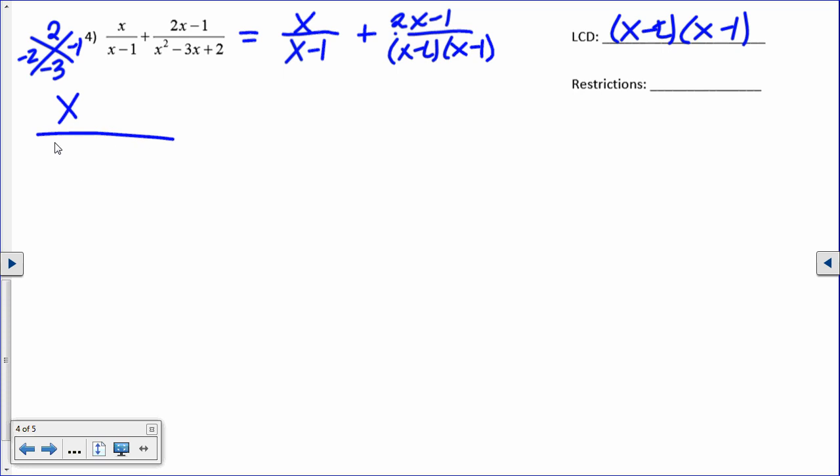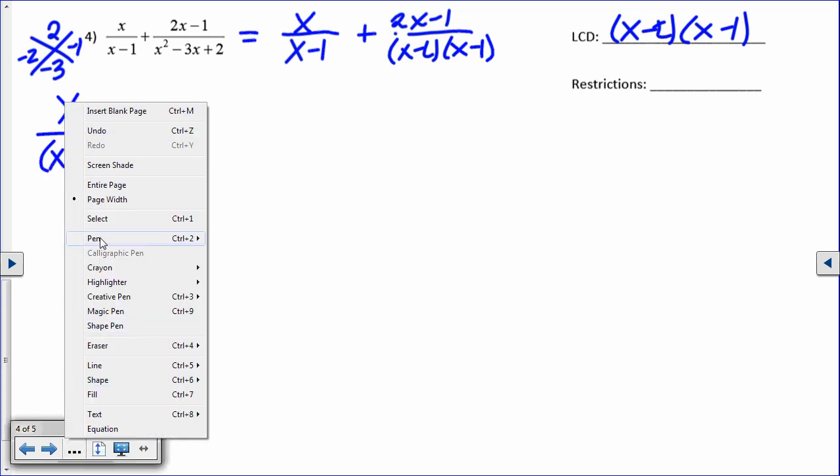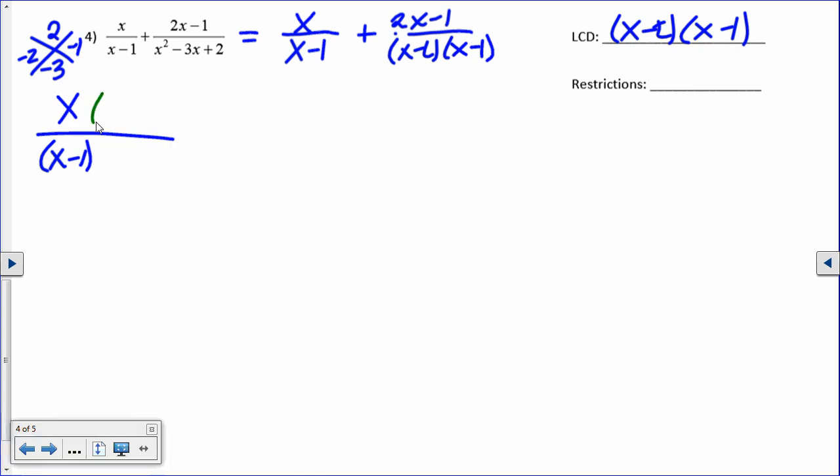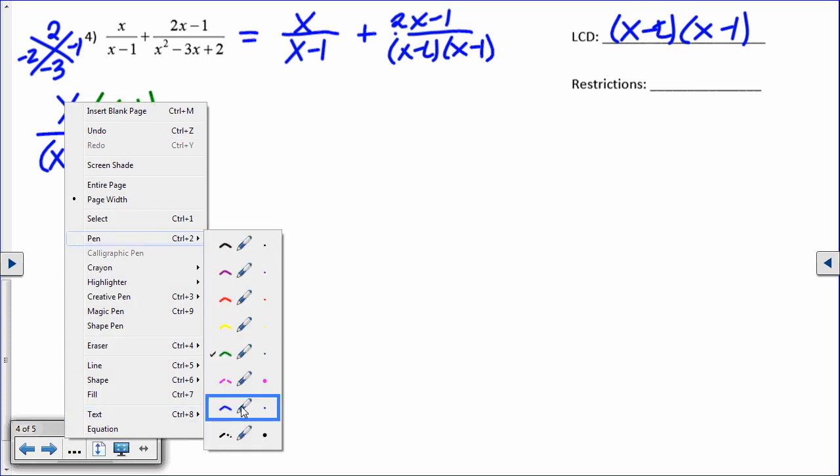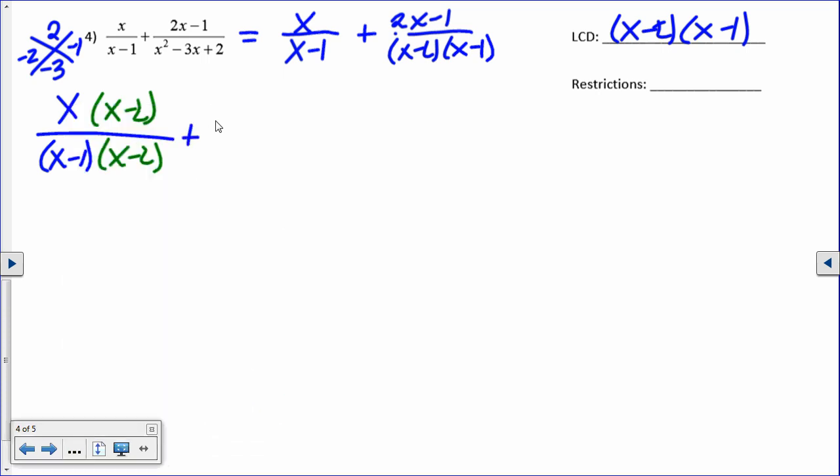So in this fraction, in the first one, I'm going to change colors. I'm going to multiply top and bottom by x minus 2. But the second fraction was fine, so I don't have to change it. I'm just going to write it as is. And it really doesn't matter what order you put the factors in. If you have them swapped in each fraction, it doesn't really matter.